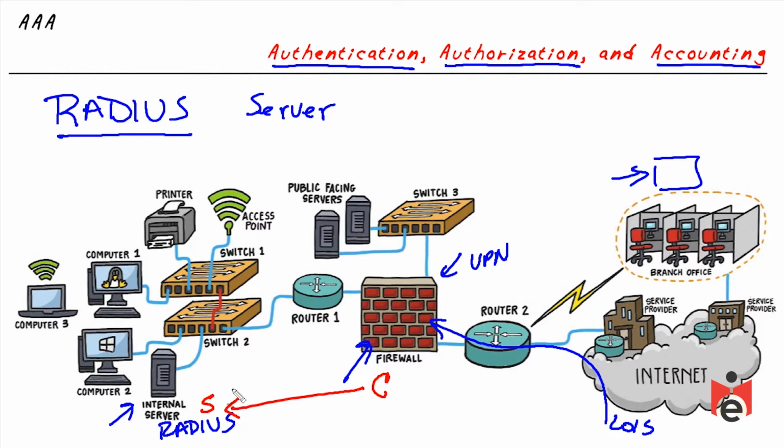And if the answer is yes, the response comes back from the Radius server, at which point the firewall could go ahead and grant authorization for the Lois VPN connection so that she can build that VPN and gain access to those resources that she was after in the first place.